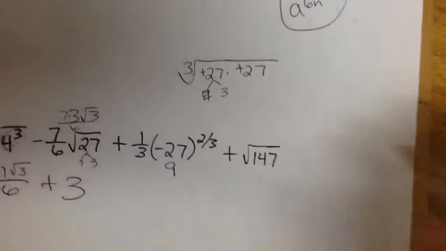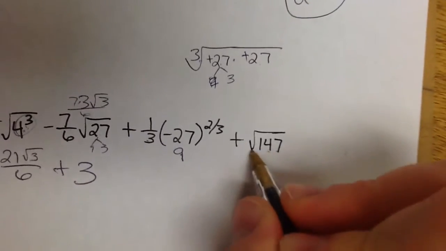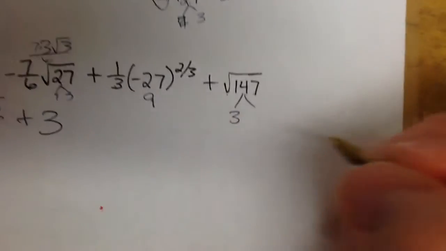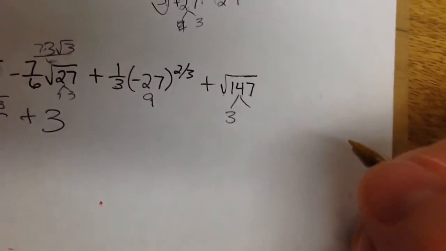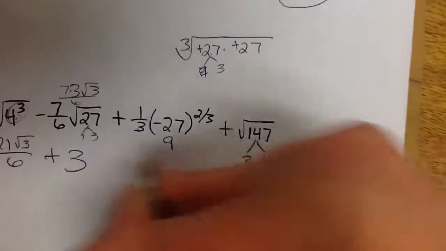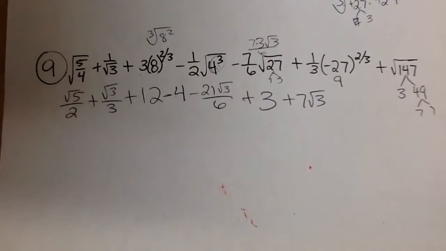And now the square root of 147, which doesn't even look possible, but 7 plus 4 is 11, plus 1 is 12, so it's divisible by 3. 3 times what's 147? 40? No, 50? Too big. 49. Oh, hey, 7 times 7, so that's 7 root 3. Cool. Now we can combine like terms.